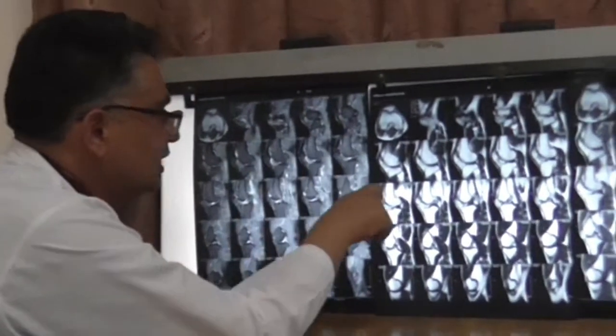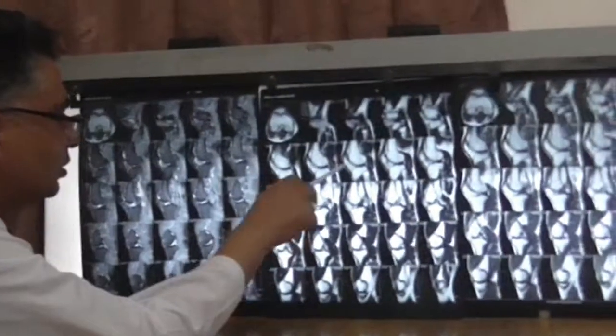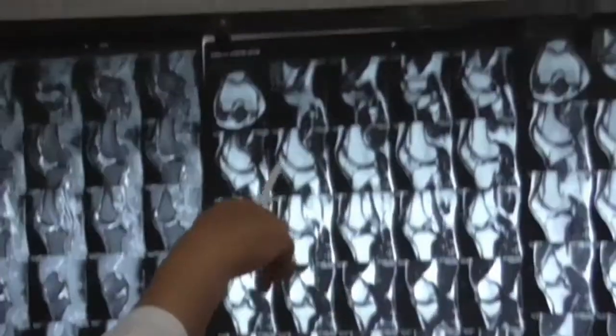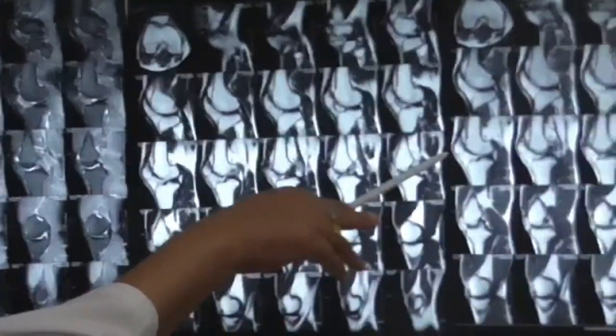So the same thing I confirm in the other views. In the other views the menisci are okay and the patellar tendon and everything is okay, and then you confirm the other thing also.